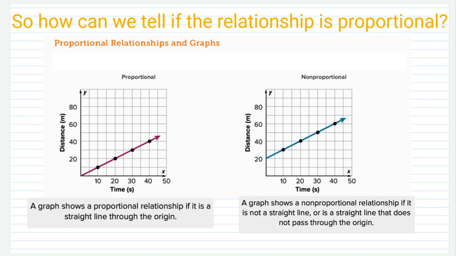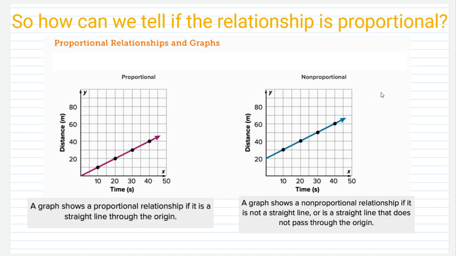So how can we tell if the relationship is proportional based on the graph? Well, a graph shows a proportional relationship if it is a straight line through the origin. So if I take a look at this example on the left-hand side, we can see that it's starting in the corner of our first quadrant of the coordinate plane. It's starting at 0, 0, and then increasing from there. And it's a nice straight line, and it goes through the origin.